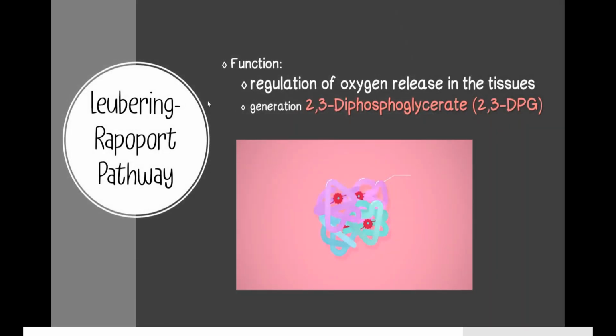Now, the very function of the Luebering-Rapoport pathway is the regulation of oxygen release in the tissues. And how is it possible? The Luebering-Rapoport pathway is responsible for the generation of 2,3-DPG. Before we discuss the mechanism of this 2,3-DPG, please watch this short clip here.